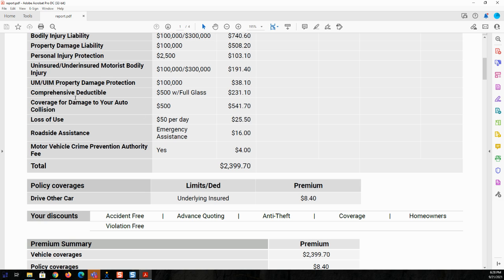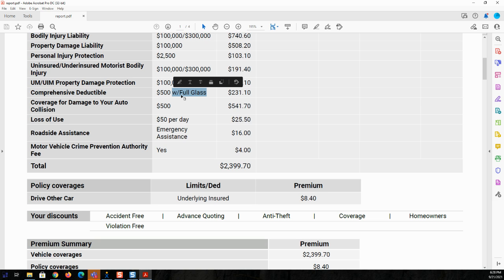So let's move on to your deductibles. You have two types of coverage here: comprehensive coverage and coverage for damage in a collision or an accident. It's important to note that comprehensive coverage is going to be your fire, theft, wind, things like that that don't involve colliding with an object or another vehicle. So in this instance, you would have a $500 deductible and full glass.